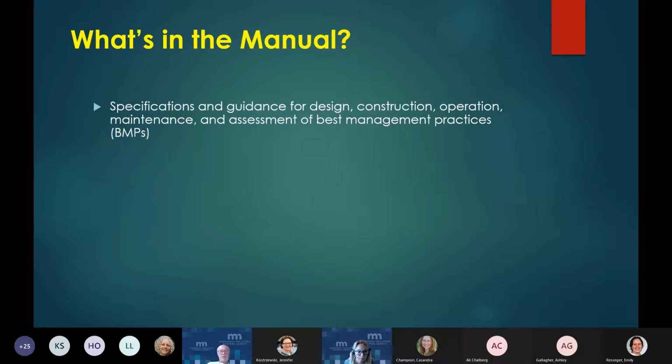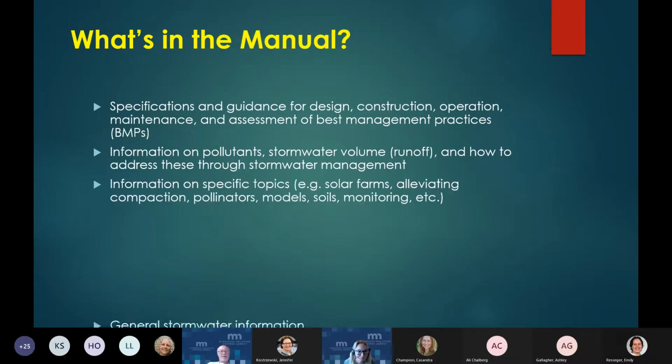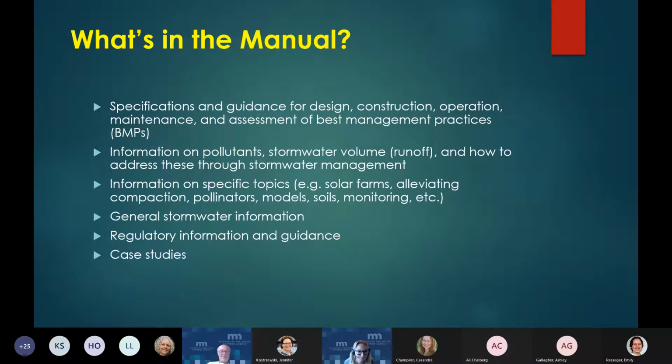So what's in the manual? There's a lot of stuff in the manual, and this is just a snapshot. There's a whole lot more that I could have put here, but primarily, and I'll go through the history of the manual briefly in the next slide, it provides specifications and guidance for how to design, construct, operate, maintain, and assess stormwater best management practices. A stormwater best management practice being something like a rain garden or a tree trench or permeable pavement.